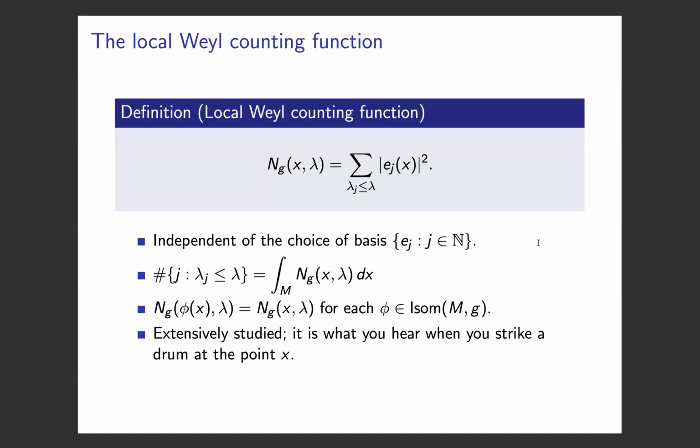Another important thing to note is that this is independent of the choice of eigenbasis. It looks like it might depend on your Laplace-Beltrami eigenbasis that you set up, but it doesn't, thankfully. So this is actually a geometric object. To also emphasize that point, the local counting function is invariant under isometry. So if you have phi in the isometry group of your manifold, the local counting function is going to be constant on the orbits of the action of the isometry group.